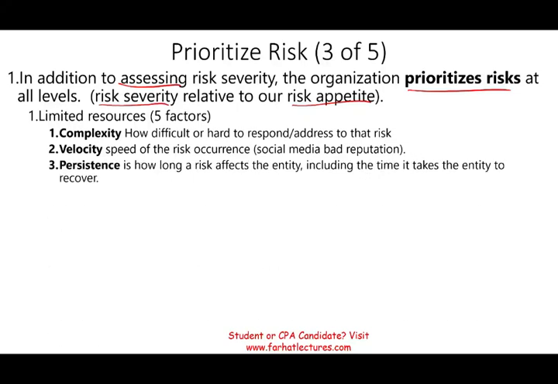Third, the persistence of the risk: how long a risk affects the entity, including the time it takes for the entity to recover. A good example for today is COVID-19. How long can airline companies deal with that risk without government help, obviously? Fourth, adaptability: how able are we to adjust? Again, think about COVID-19. For example, universities were able to adapt quickly.